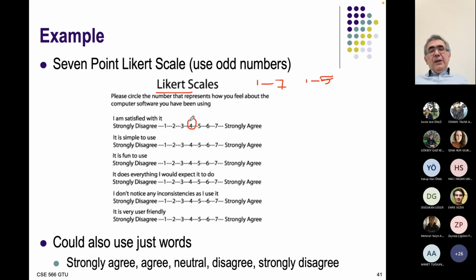Also, you can play with the words: strongly agree, agree, neutral, disagree, strongly disagree. But be careful about not guiding, not forcing the user to select good things about the software. Because what you are trying to do is to discover problems, not to stop problems from being talked about. So, not to cover problems. We do experiments and interviews to uncover problems, not to cover problems. That's important.